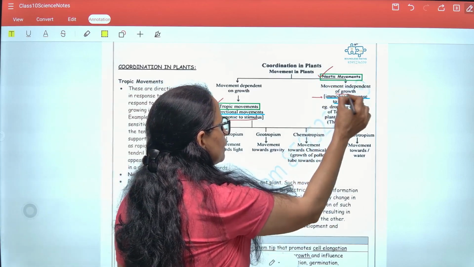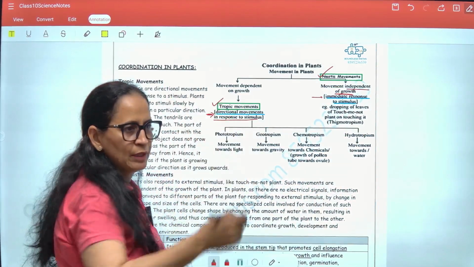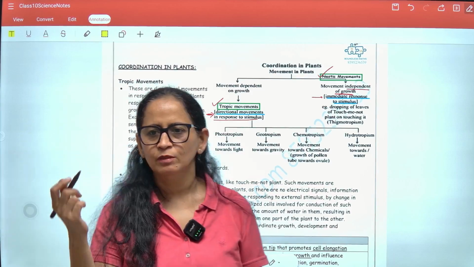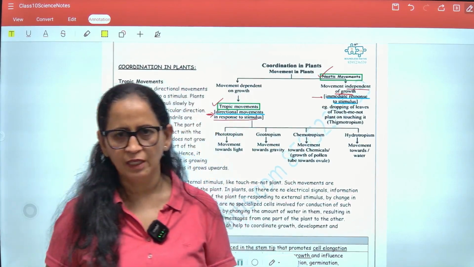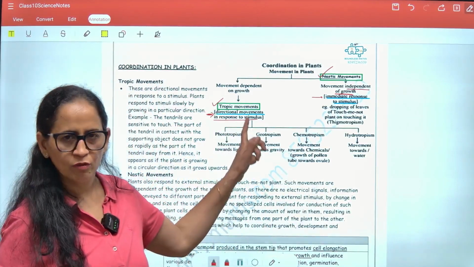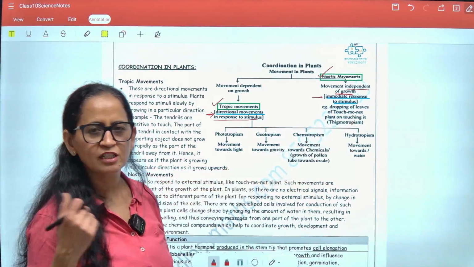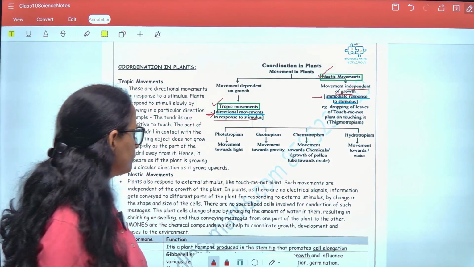It is not dependent on the growth of the plant. The tropic movement may be dependent on the growth of the plant. For example, the sunflower being directed towards sunlight, or maybe a climber winding around a support. So these are growth movements, whereas nastic movements are immediate movements irrespective of the growth of the plant, right?